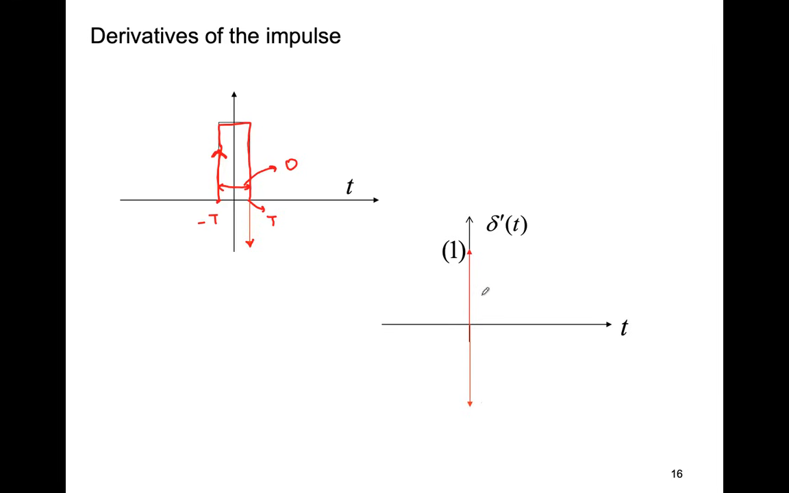So if I talk about the derivative of the Dirac delta function, it will be something like that. So Dirac delta function is like this. Okay, strength is 1. At time 0, it's happening. But for the Dirac delta function's derivative, it will be something like that. Okay.